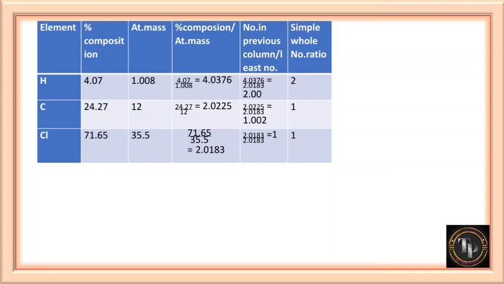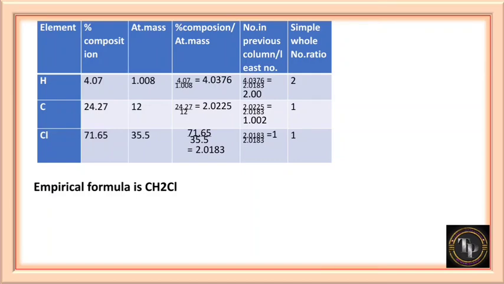In the last column, the simple whole number ratio: 2.00 means the whole number is 2, 1.002 means the whole number is 1, and the last is also 1. So 2 hydrogens, 1 carbon, 1 chlorine. Therefore the empirical formula is CH2Cl.